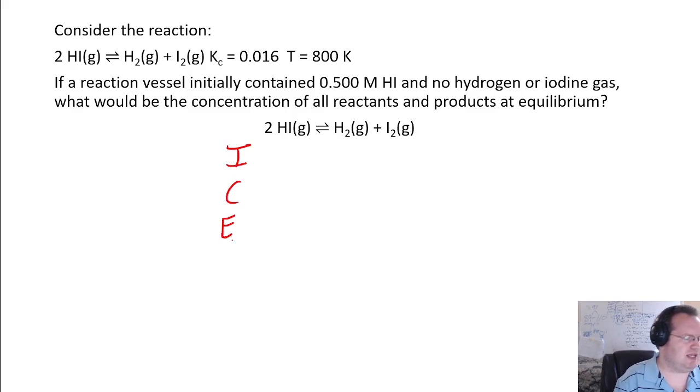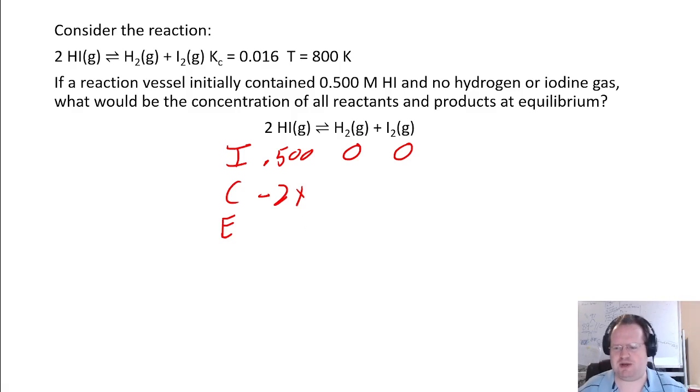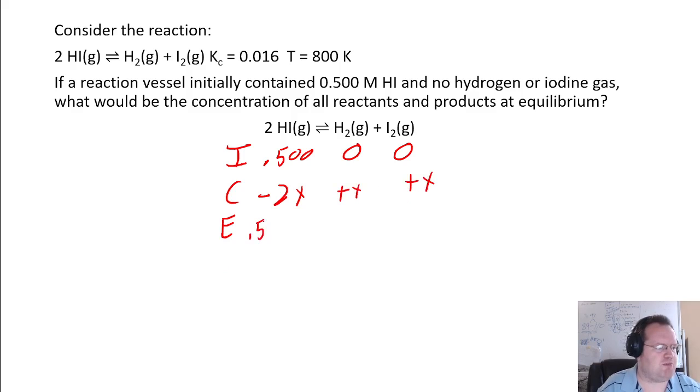So we'll set up our ICE table again. We have 0.500 of this, and we have none of the products. Now, I'm using up 2HI every time I do a reaction. So this is now minus 2x. It's not just minus x, because I use up 2 HI molecules. I'll just scoot myself over. There we go. So when we go from HI to the products, we're using up 2 every time, so we need a minus 2x. Now these, on the other hand, will be plus x and plus x because we only make one of them each time we do the reaction. So we have 0.5 minus 2x, x, and x.